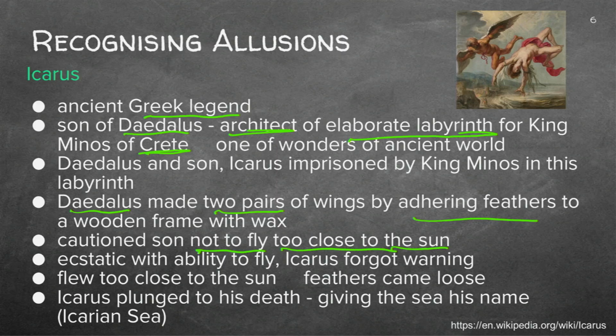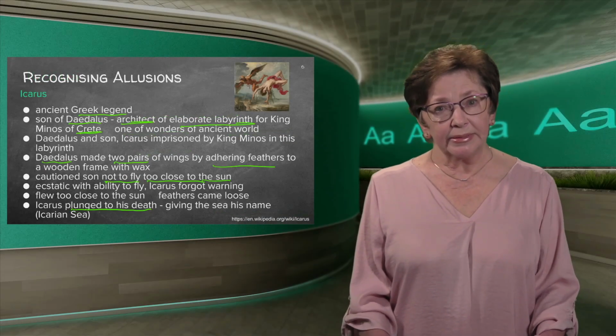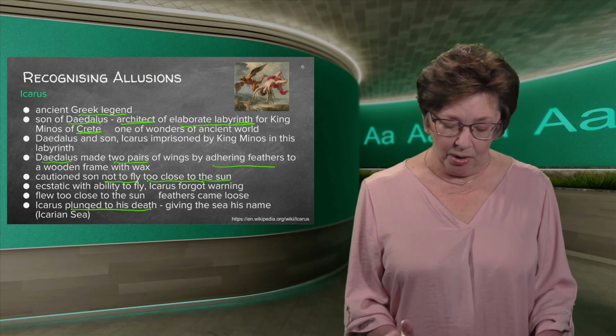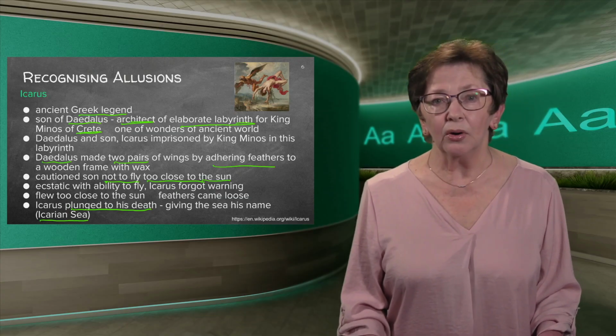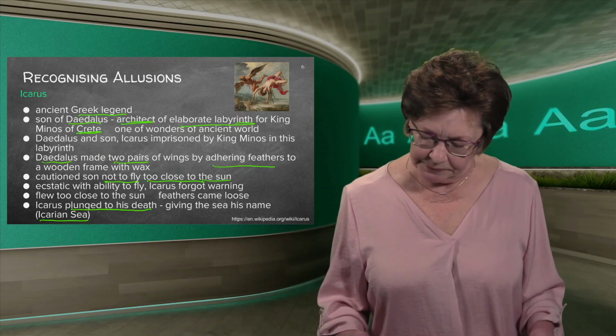He forgot the warning, and he was ecstatic with his ability to fly. And of course, he went too close to the sun, and the wax started to melt. And what happened to poor Icarus? He plunged to his death into the ocean, and that is apparently how the Icarian Sea got its name. A typical legend, right? This is a legend of Icarus.